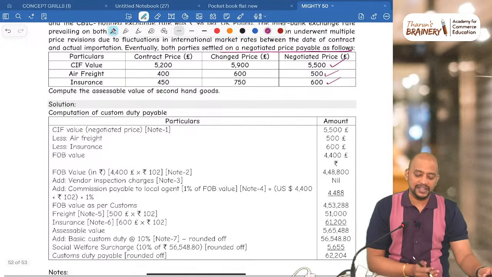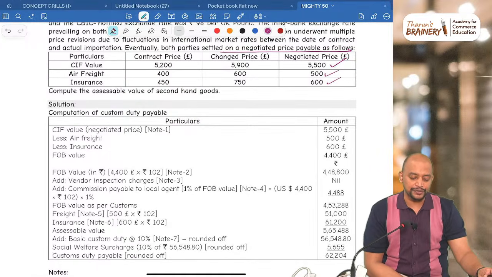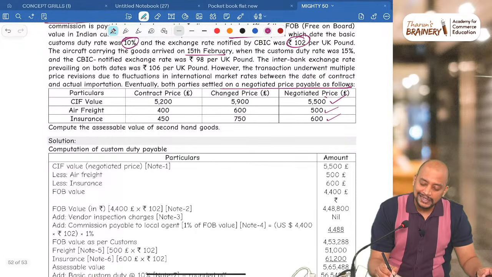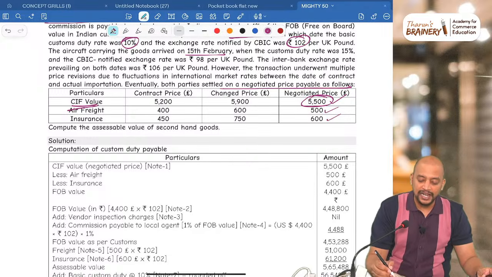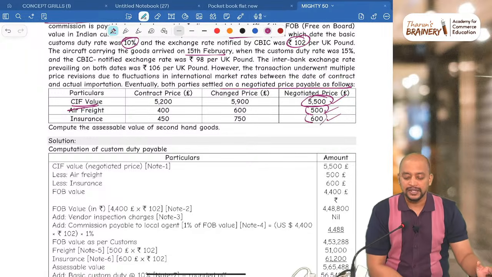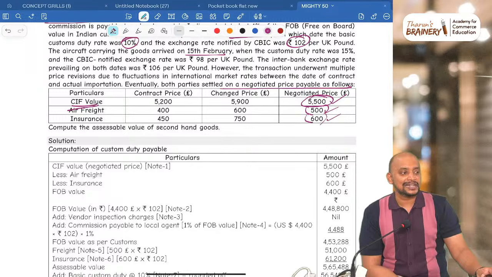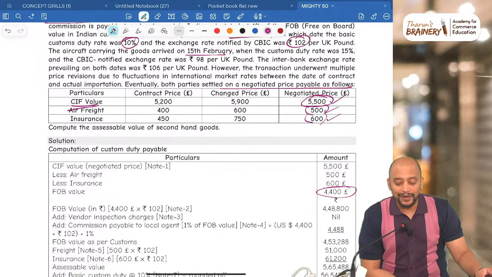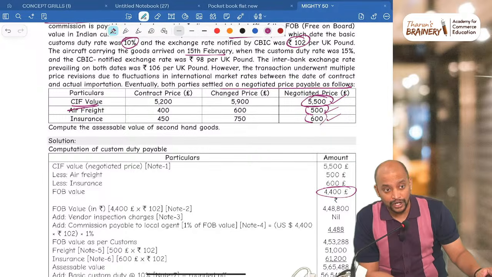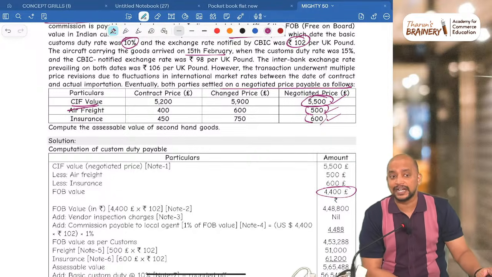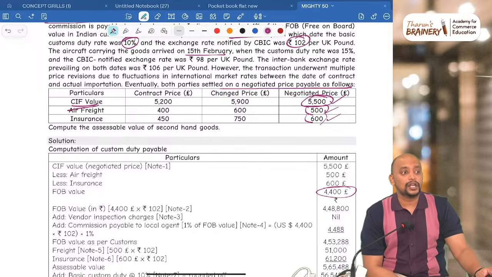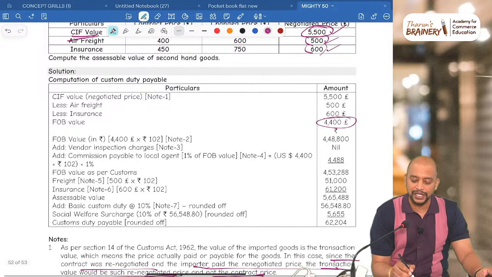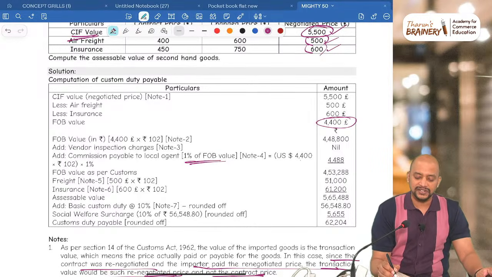And air freight is given. So what we need to do? We need to take actual or 20%. So be careful. Don't take this as FOB. This is CIF. So first take out air freight and insurance, and you will get the FOB. So 5,500 minus 500 and 600, you will get the FOB value 4,400 pounds. Understood? Don't blindly take 5,500 and do the computation, because this includes air freight. So separate that. You will get the FOB as per invoice. Now you need to make the changes. Vendor inspection charges not included, but local agent's commission included, 1% of FOB, that is £4,400.